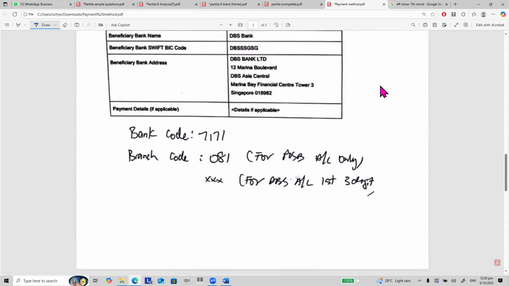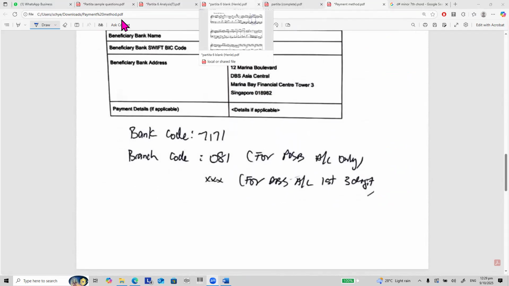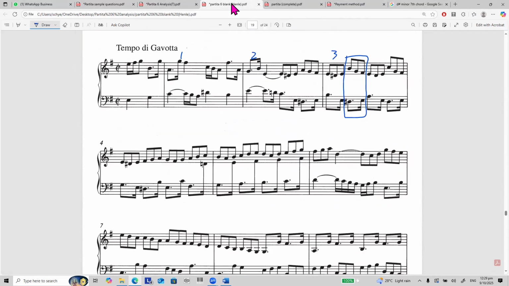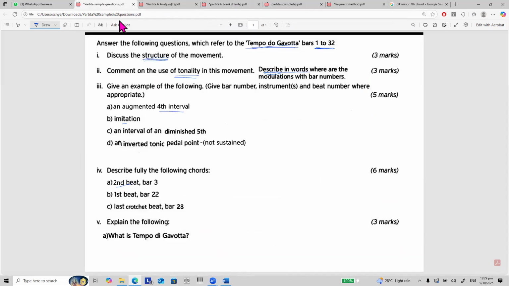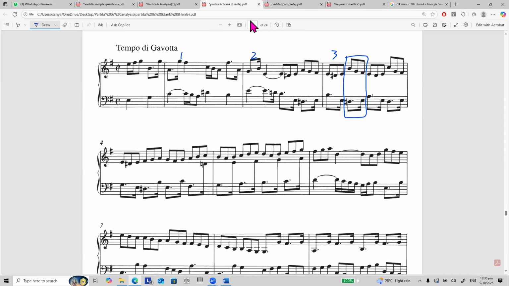Okay, so let's move on to the analysis questions and see how many marks you can score. And this is a blank score of the partita. So the first question is asking for the structure. Discuss the structure of the movement.